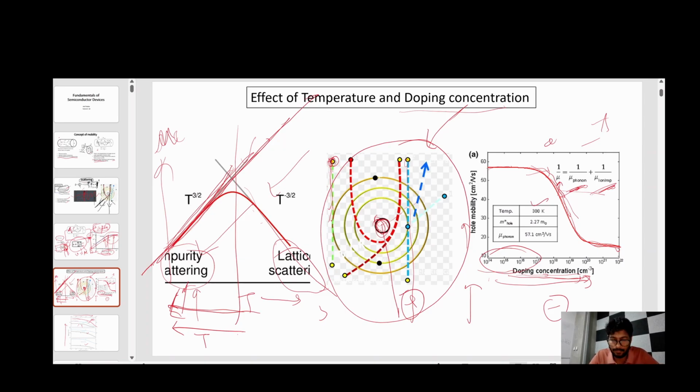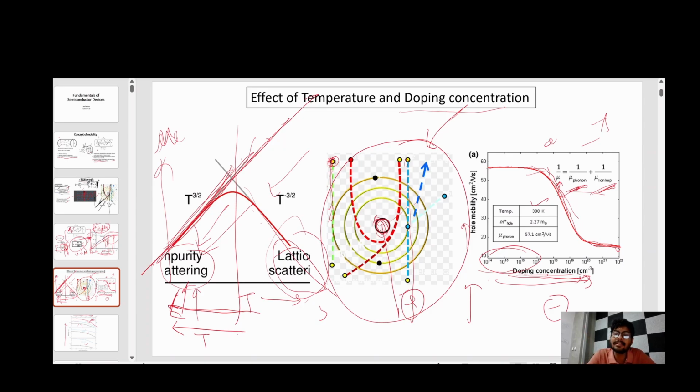So it will be maximum at the middle part of the temperature, somewhere in between 100 to 100 Kelvin. At higher temperature, lattice scattering will be highly dominant, and at lower temperature, impurity scattering will be highly dominant. Both will be there, but the impurity scattering will dominate at lower temperatures, and lattice scattering will dominate at higher temperatures.